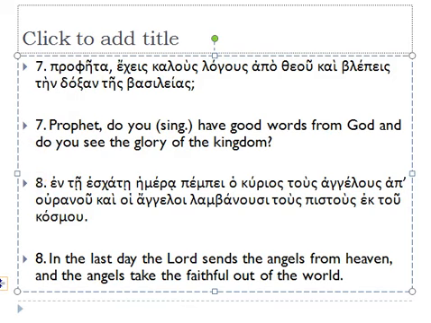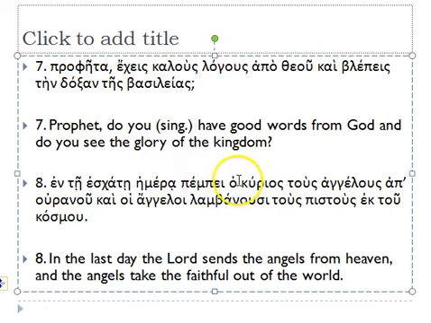Number 8. En te eschate hemera, pempe ho kurios tus angelus ap uranu, kai hoi angeloi lambanusi tus pistus ek tu kosmu. En signals that we're going to be looking for a prepositional phrase. Te hemera is the object of the preposition, all in the dative case. Eschate, also feminine dative singular, in attributive position, describes hemera, in the last day.